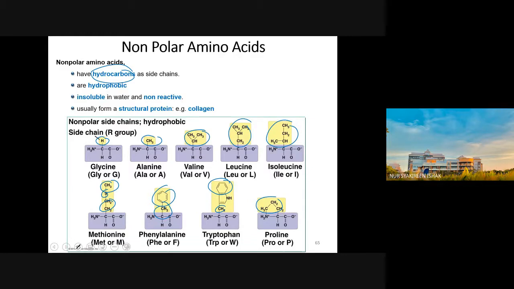So usually they form a structural protein such as collagen. So collagen is made up of amino acids that are non-polar. So this makes sure the collagen underneath your skin will not dissolve in your body fluid.